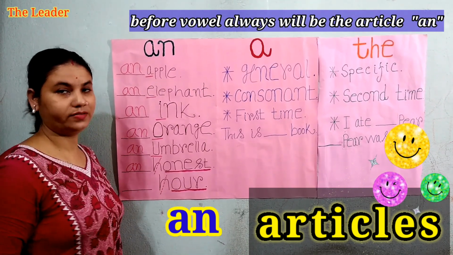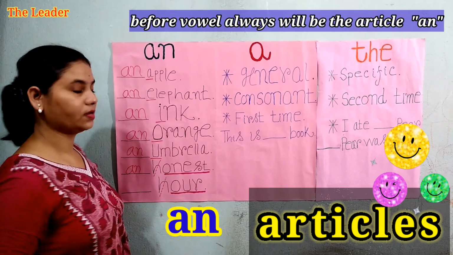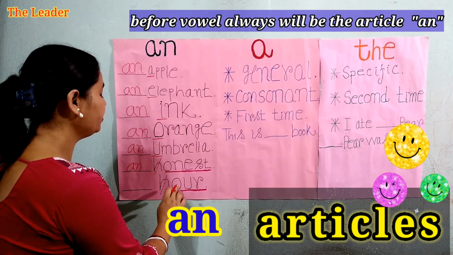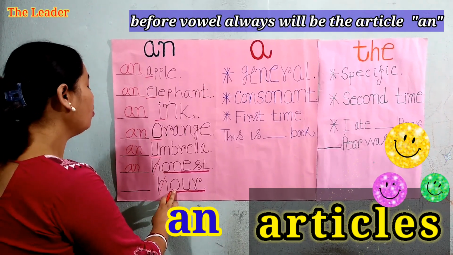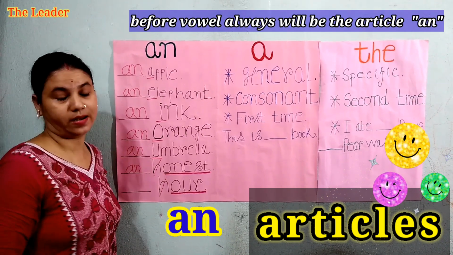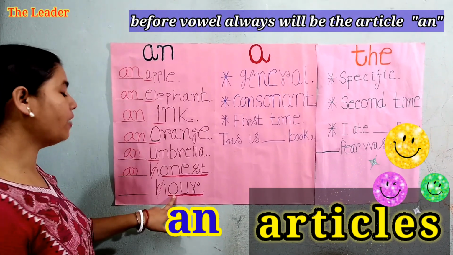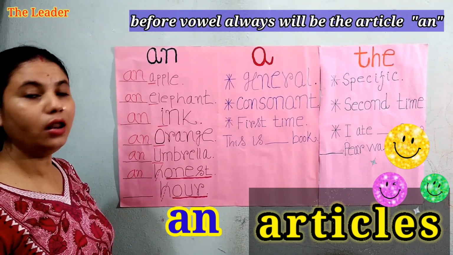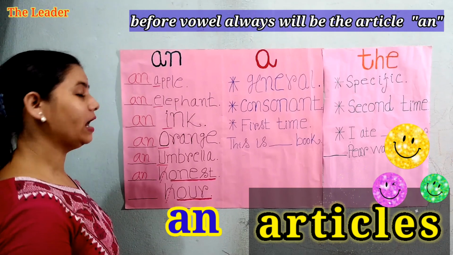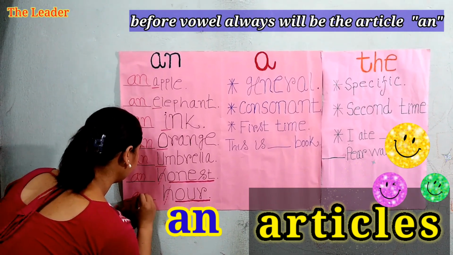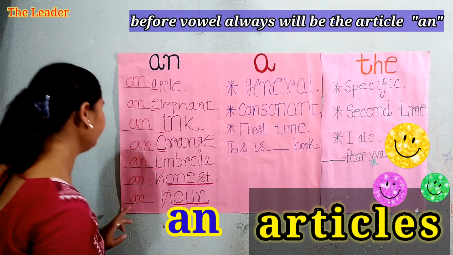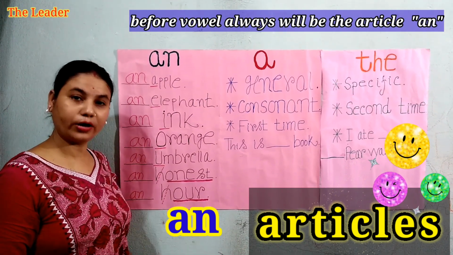Hour. This is not "hour" with an H sound, it is "our". Here, H is also a silent letter and O is the first spoken letter. So, O is a vowel and before a vowel, we use the article "an". So, this is an hour. Okay.